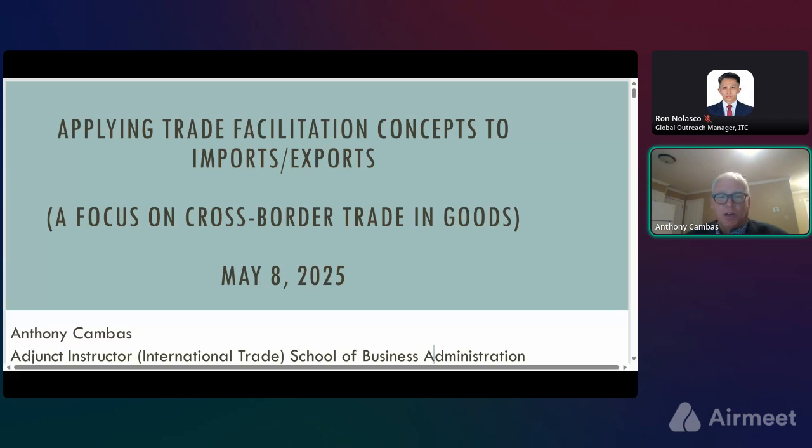When I was first asked to talk about this topic, trade facilitation, that was, I think, in late 2024, or definitely before the new administration in the U.S. came into office.